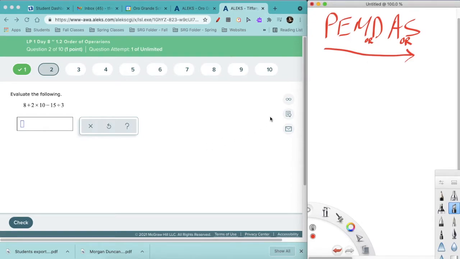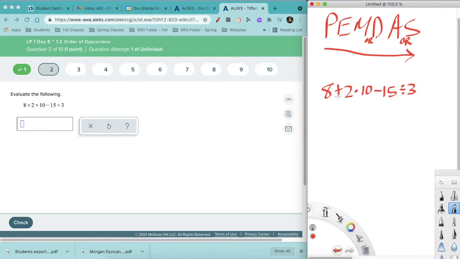So let's go ahead and take a look at this problem here. And I don't like using an x for multiplication anymore because we have variables now. So I really don't like using that x, so I'm going to change that to a dot for multiplication. You can also use parentheses if you want, but I would highly, highly, highly warn against using an x for multiplication at this point. All right.